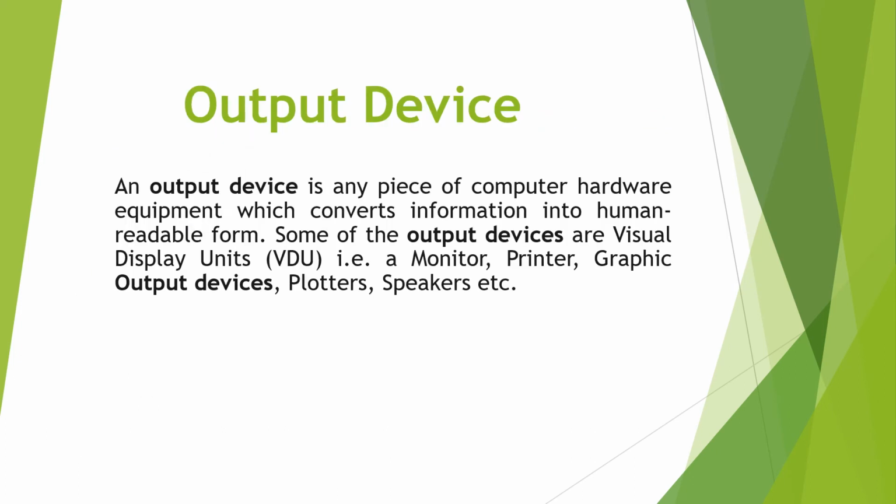Now let's talk about output devices. As I told you earlier also, an output device is one that shows output. An output device is any piece of computer hardware equipment which converts information into human readable form. Some of the output devices are video display, which is also known as monitor, printer, graphic plotters, and speaker.